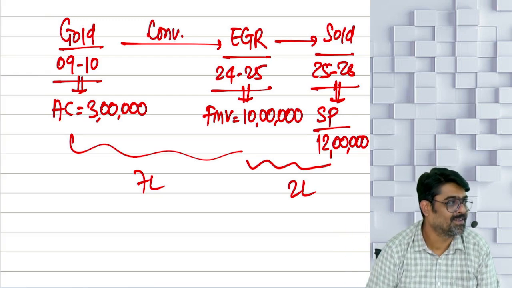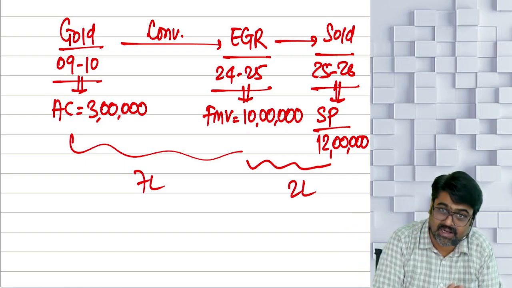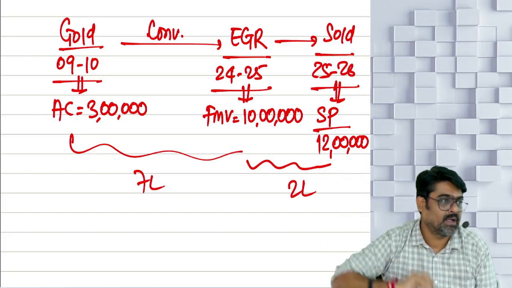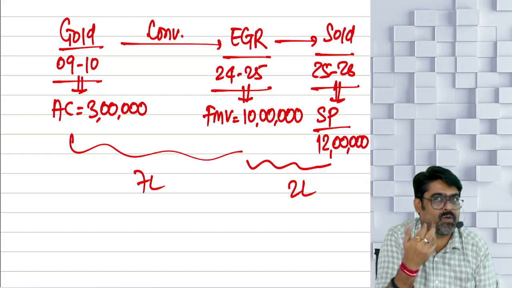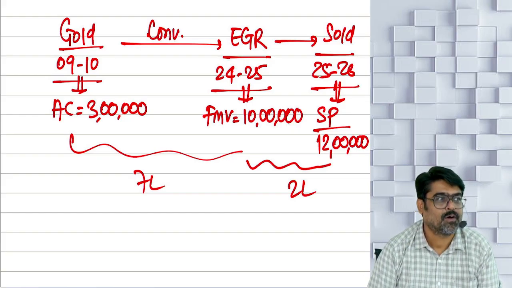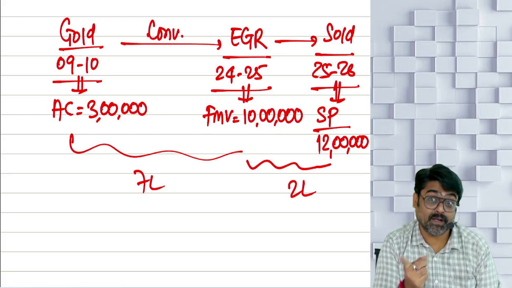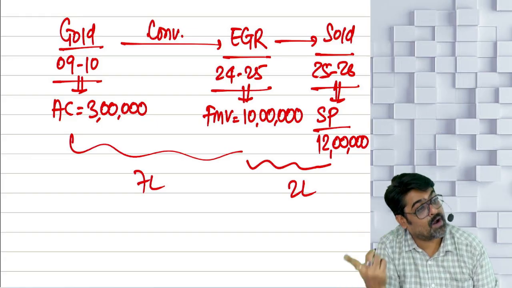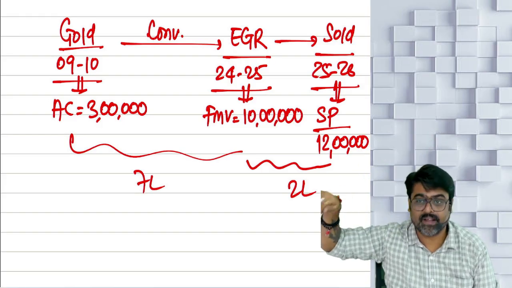So you'll reduce how much? 3 lakh. How much again? 9 lakh, 7 lakh and 2 lakh. This 7 lakh is not taxable at the time of conversion. Realized at that time it will be taxable, and this 2 lakh will also be taxable. Understanding or not? But wait. What will be the period of holding of EGR? 24-25 to 25-26 only, no? Or period of holding of the gold will also be included in the period of holding of EGR. So period of holding of the gold prior to the conversion will also be included in the period of holding of EGR. So period of holding will start from 9-10 till 25-26.